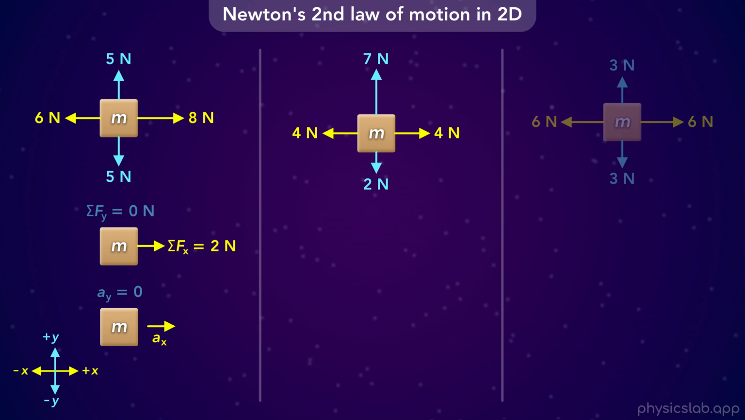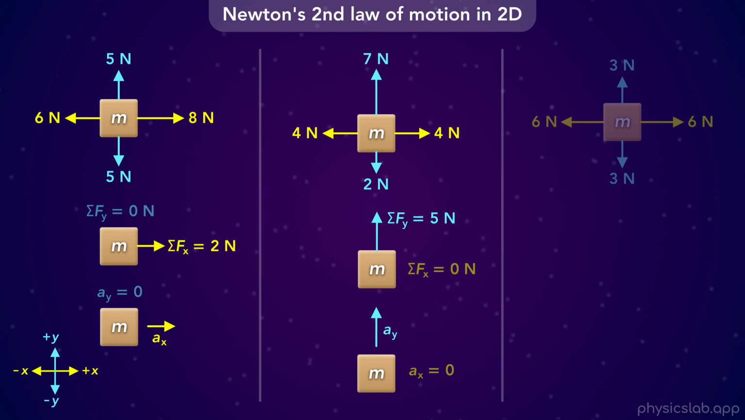For this next box, the net force in the y direction is 5 newtons upwards, 7 newtons minus 2 newtons. But the forces in the x direction cancel out. There's no net force in the horizontal direction. Those 2 forces are balanced. This means that the box will accelerate upwards, but it won't accelerate left or right.